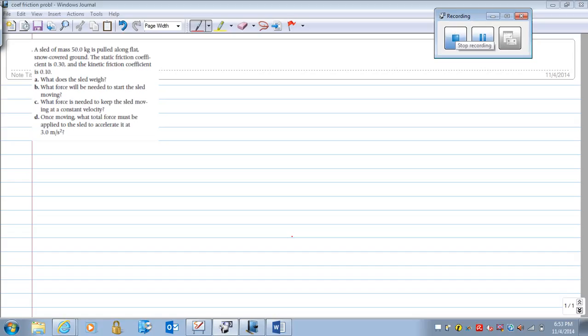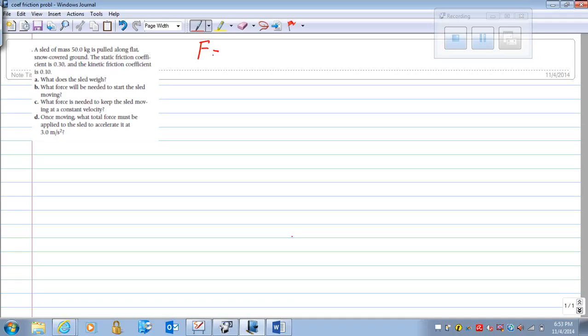Okay, I thought you might like a little help on the friction problem. Let's take a look at this again. We're using one of our main go-tos here, that net force is equal to mass times acceleration.